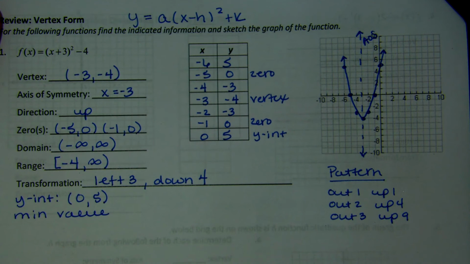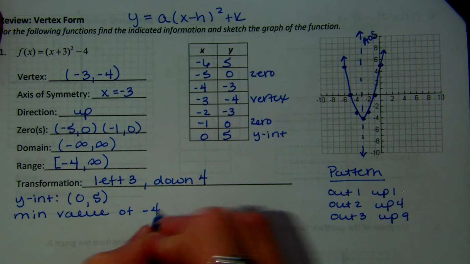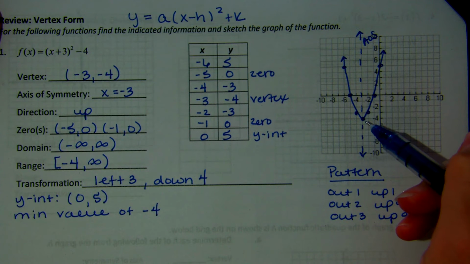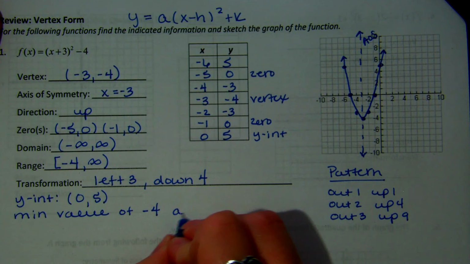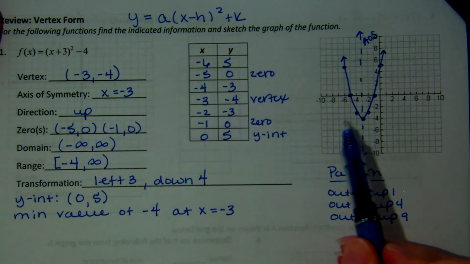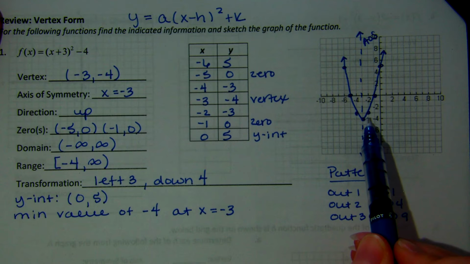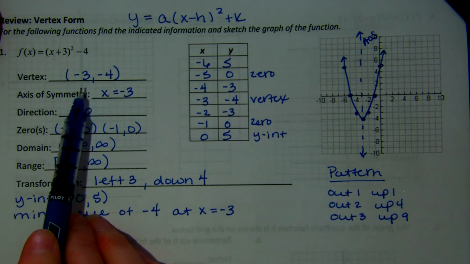It's got a minimum value, and that minimum value is -4. That's the lowest point on the graph at -4. And that minimum value happens at x equals -3. It's got a minimum value of -4 at x equals -3. And if those numbers look familiar, they should.